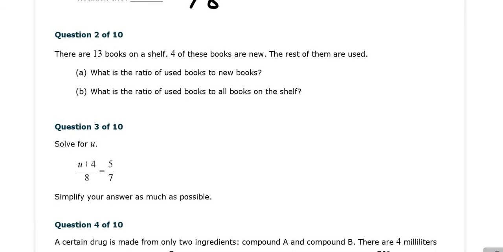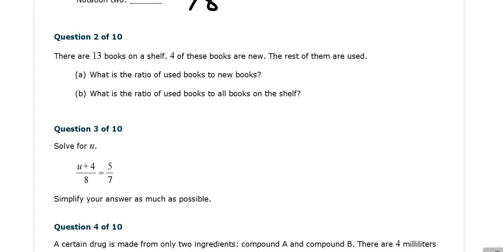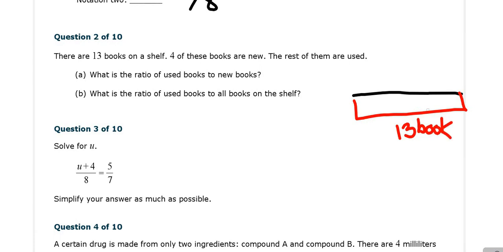It says there are 13 books on a shelf. 4 of these books are new. The rest of them are used. What are the ratios of the books? It's really important to just do a quick visual. So there's a shelf, and there are a total of 13 books. And 4 of the books are new.